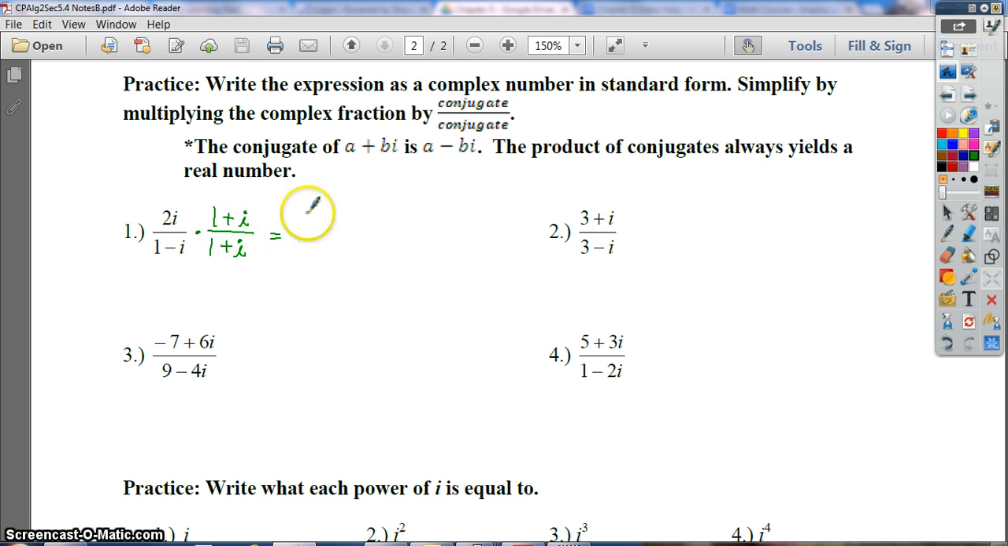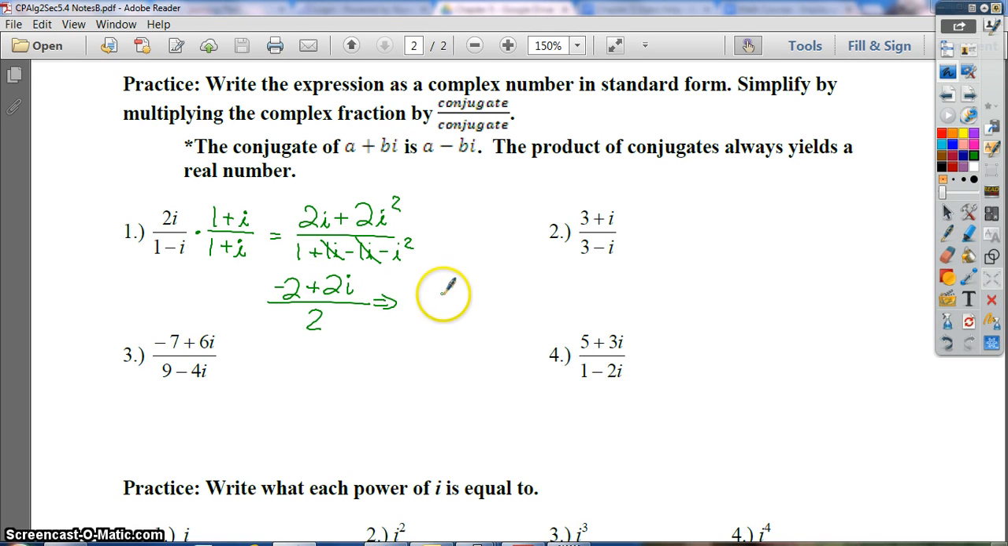So, take care of the top. I get 2i plus 2i squared. On bottom, we're going to get 1 times 1, which is 1, then 1 times i, which is 1i, negative i times 1, negative 1i, and that's negative i squared. So on top, remember, i squared is -1, so that'll be -2 plus 2i all over. These cancel out. Remember, this is -1, so minus -1 is 1 plus 1, which is 2.